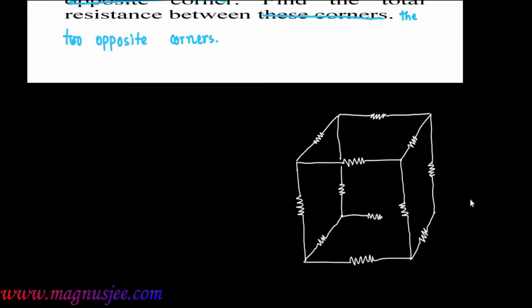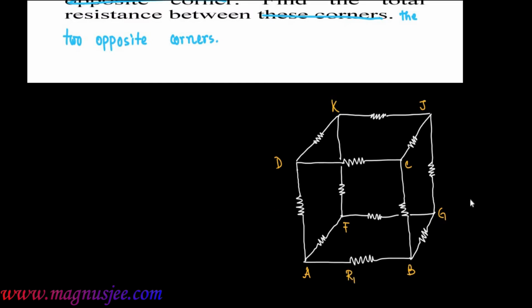Each side of this cube has the resistance capital R. Though in the question the resistance is given as small r, here we can denote the resistance as capital R. Name of the cube is ABCDFGJK. 12 resistors are R1 equal R.